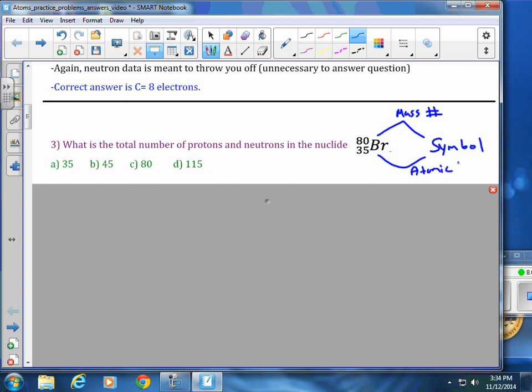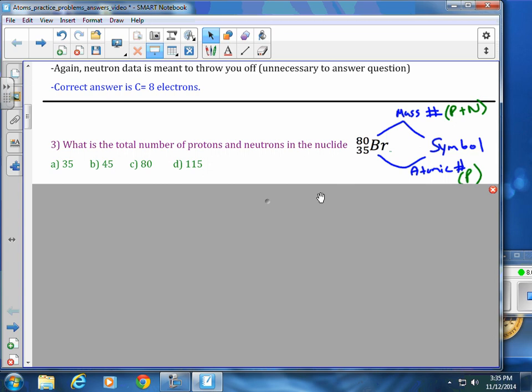Again, if I'm defining these terms, you need to have this memorized at some point, but my mass number is the protons plus the neutrons, whereas my atomic number is the protons by themselves. So now I'm asking you, what is the total number of protons and neutrons?